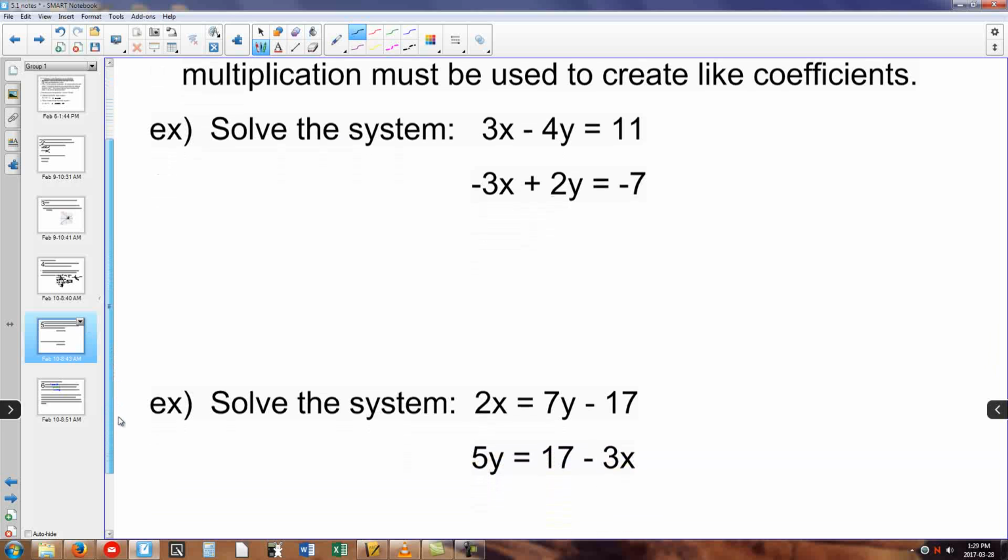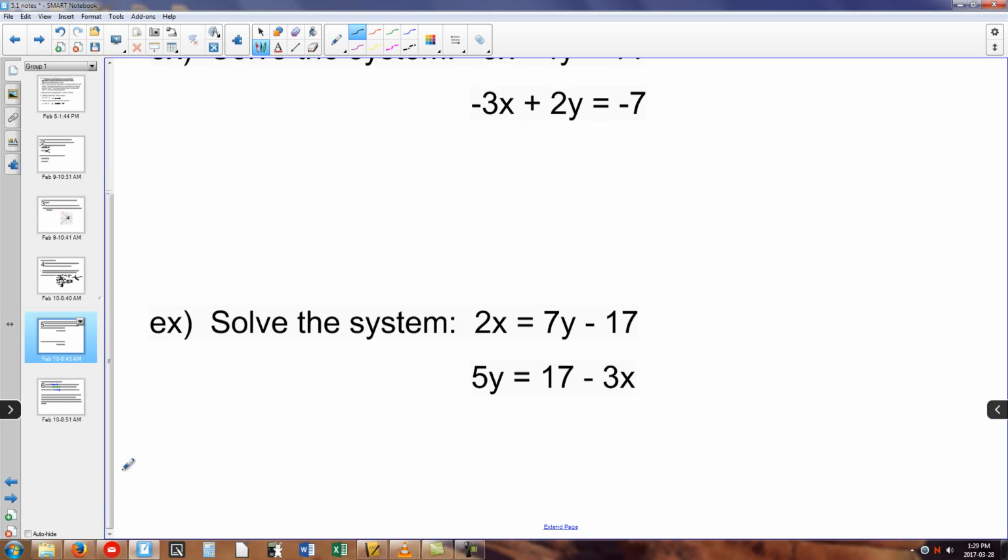Then there are the systems we're going to do via elimination. Let's look at this second one. They don't line up quite right. I need to get the x's and y's together, so I'm going to subtract this over, and I'm going to add this one. What these equations are going to look like now would be 2x minus 7y equals -17, and 3x plus 5y equals 17.